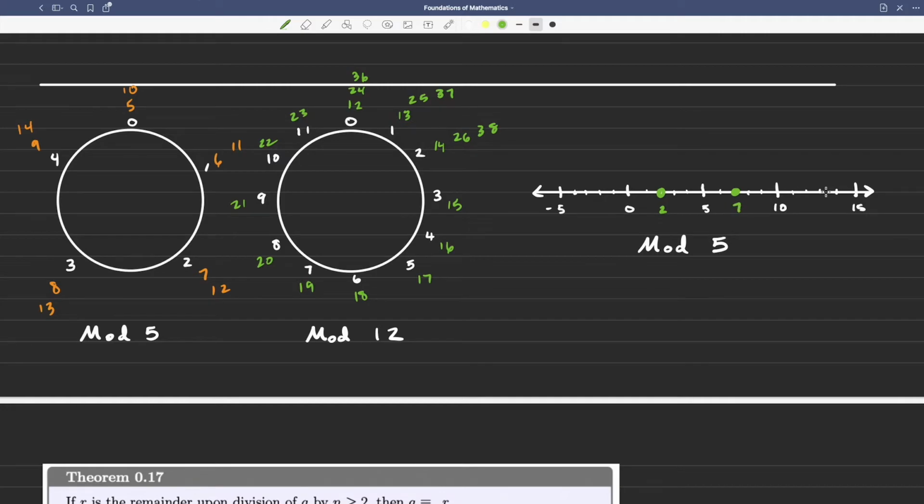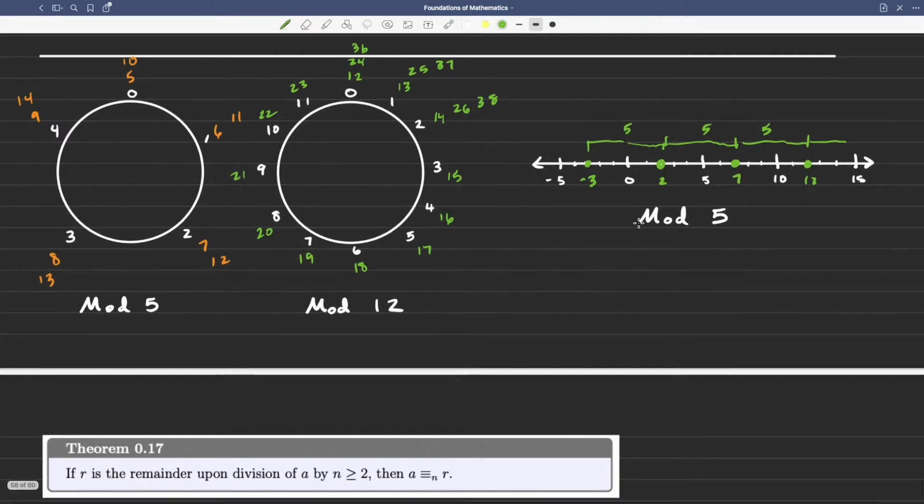So 7, 12, over here, negative 3. All these numbers in green are congruent modulo 5. Notice that they're all 5 apart from one another, right? Or multiples of 5 apart from one another. So this is the difference of 5 here, 5 here, 5 here, and so on. So anyway, there are a few ways to visualize what congruence mod n looks like.